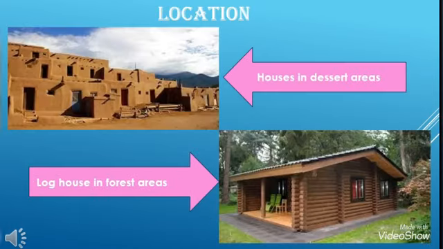The next factor is location. As you can see in the picture, there are two different types of houses located in two different locations. The first one is located in the desert area. If you see the construction of the house, it is constructed in a box manner and has small windows to avoid sandstorms. The other house is made up of logs, as it is found in forest areas where logs are easily available.